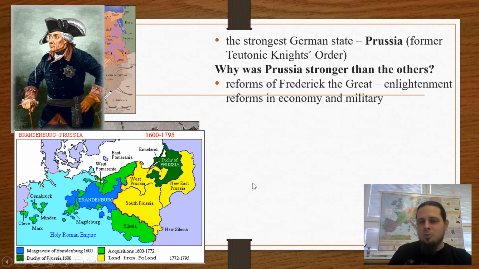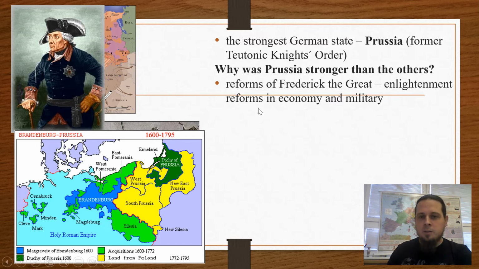Why was Prussia stronger than the others? Connected with this guy, Frederick the Great. Friedrich II of Prussia started enlightened reforms in economy and military, just like our Queen and Empress Maria Theresa, but also King of Portugal.